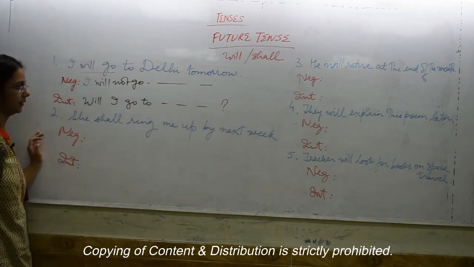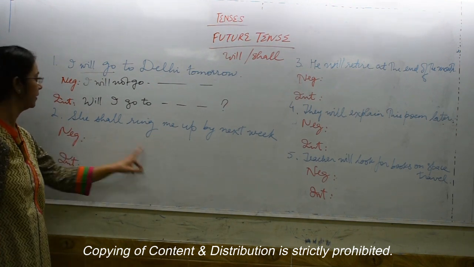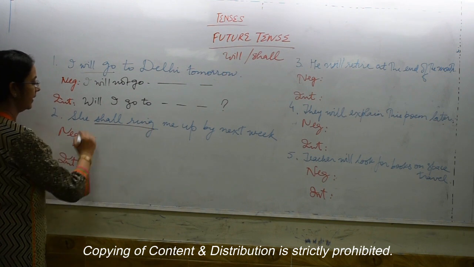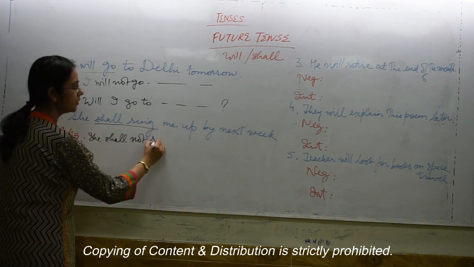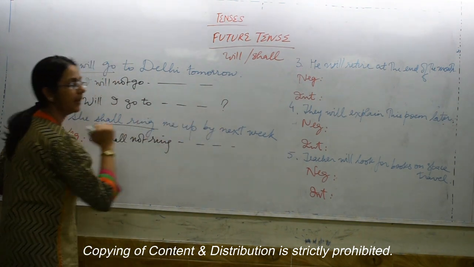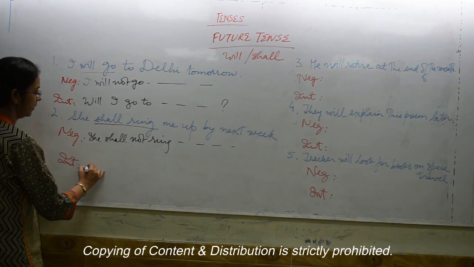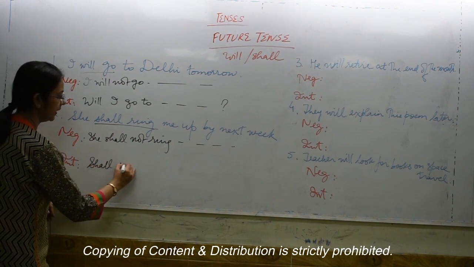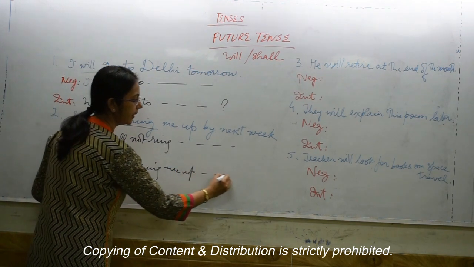Question mark. She shall ring me up by next week. So, negative: she shall not ring me up by next week. Interrogative: shall she ring me up by next week?